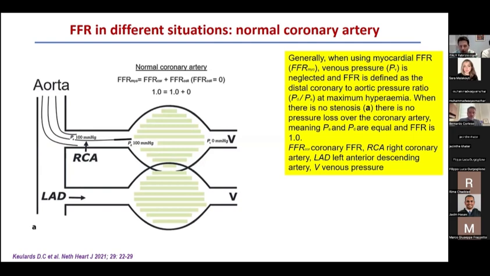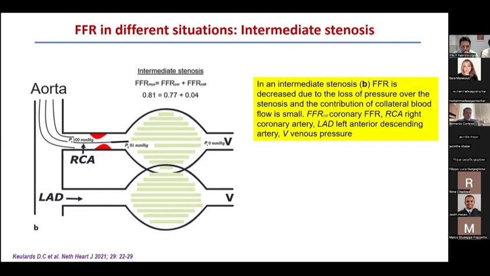So we have a normal coronary artery, we don't have CTO, we don't have any disease. So the myocardial FFR is 1, PD over PA. When we have an intermediate stenosis without CTO, for example, the presence of intermediate stenosis of RCA and normal LAD, the PD over PA depends on the drop of pressure through the lesion, clearly. This is the normal situation. Normally we check it with FFR in this situation.